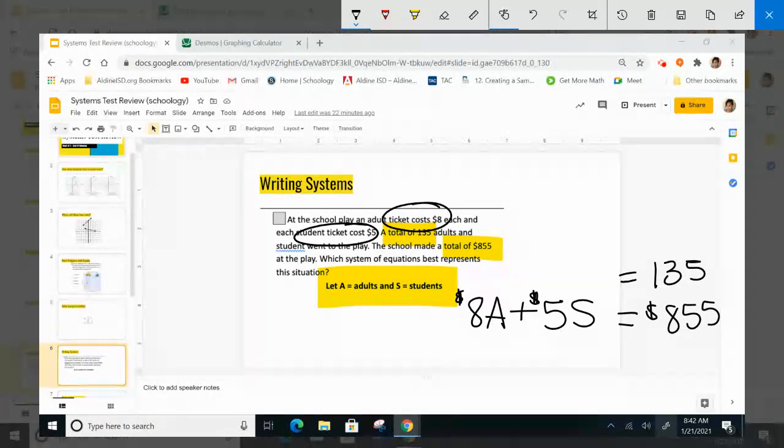The second just totals the adults and students. We don't know how many adults, so we're just going to say there were A adults and S students, and the total of adults and students was 135. And so these would be the two equations that we would need for the system. Now we could solve this, but it doesn't ask us to solve it. It just says which system. So in this case, we would only need to write, and these would be the two equations that we would need to write.